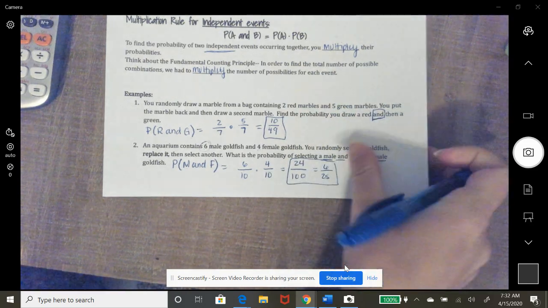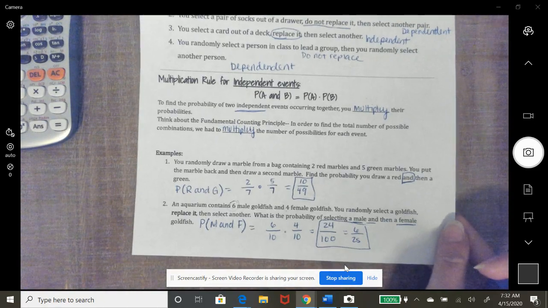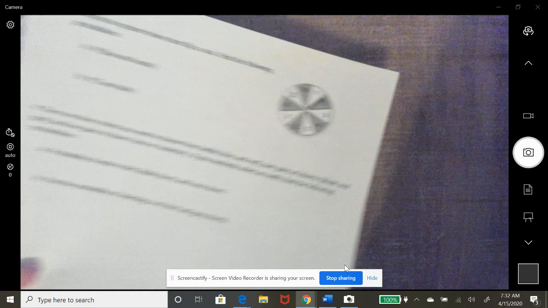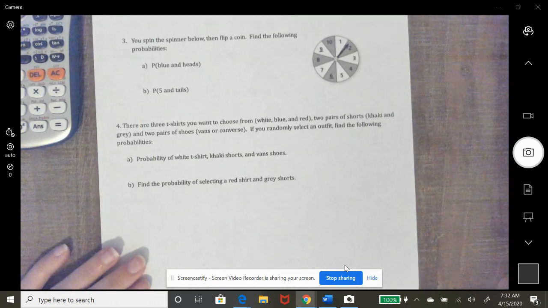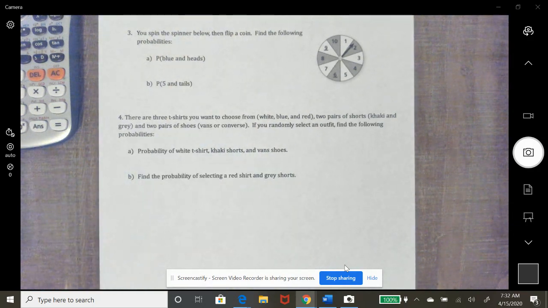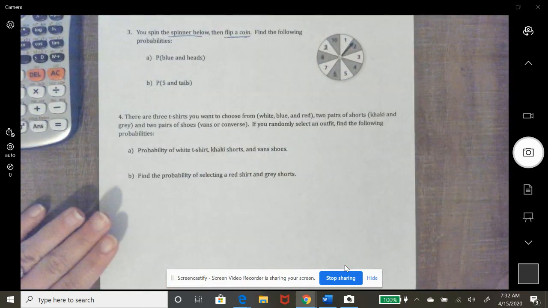Okay, so let's do a few more, just different scenarios here. These were mostly things you were drawing out of, so I wanted you to see a few different things as well. I don't have a whole lot more, but we'll look at these. You spin a spinner below and then you flip a coin. Those are my 2 events: spinning a spinner and flipping a coin.